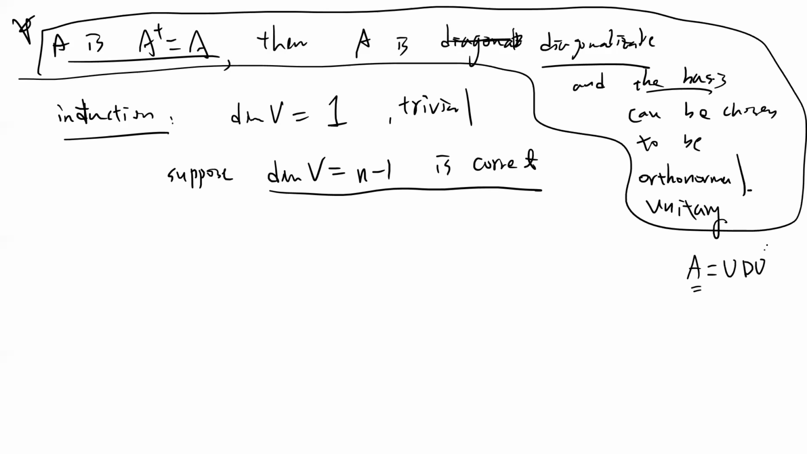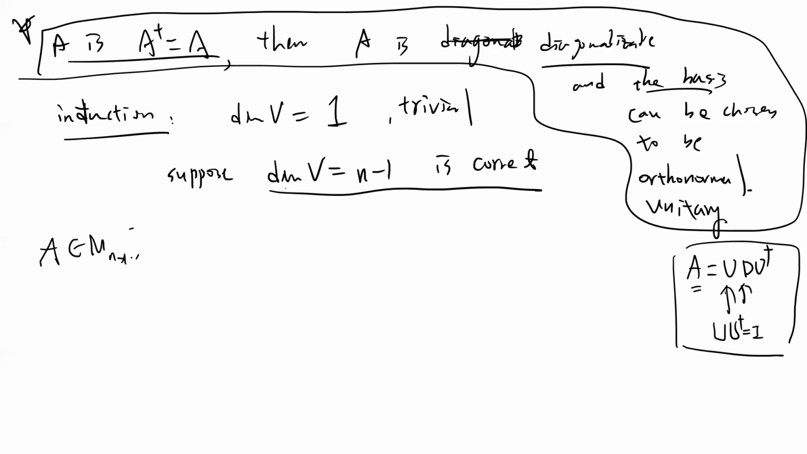So that's why usually in textbooks, if you know A is Hermitian, then you can write A as U D U dagger, where D is diagonal and U is a unitary. This is the standard result that people like to use thousands of times, but it is hard to remember the proof. So assume dimension n minus one is correct, meaning that if you have an n minus one by n minus one matrix, then it's diagonalizable and the basis can be chosen unitary.